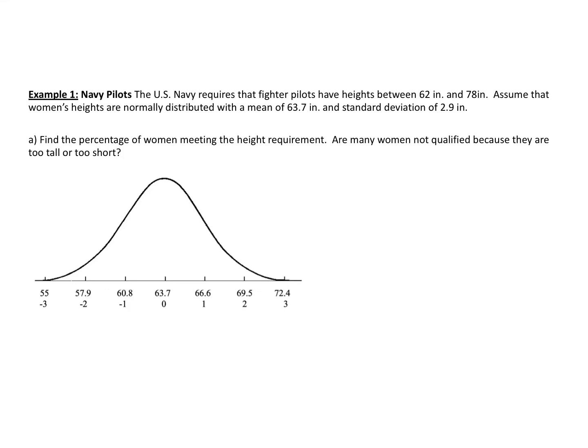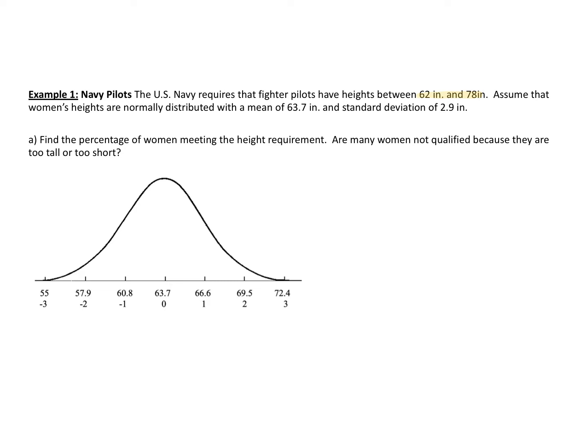So let's take a look at some real-world applications dealing with the normal distribution. In this example, the U.S. Navy requires that their fighter pilots have heights between 62 inches and 78 inches. And there are really some good reasons for why they require that their pilots be between 62 and 78 inches. It has a lot to do with their airplanes and to deal with safety and efficiency.